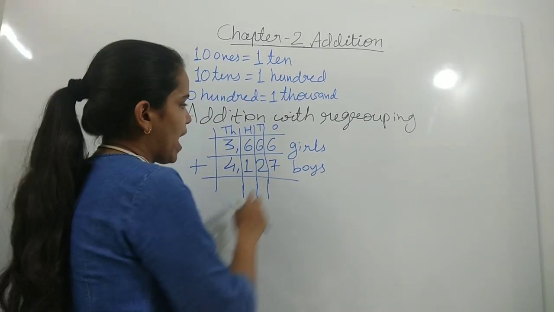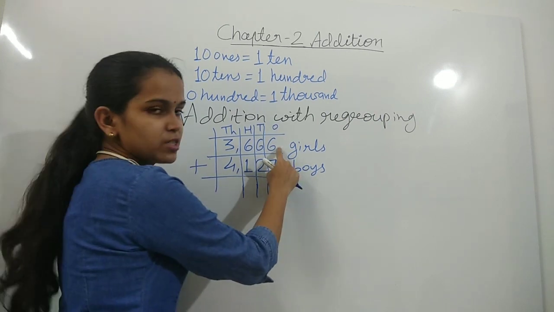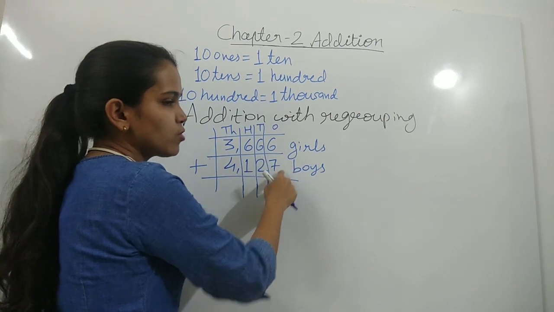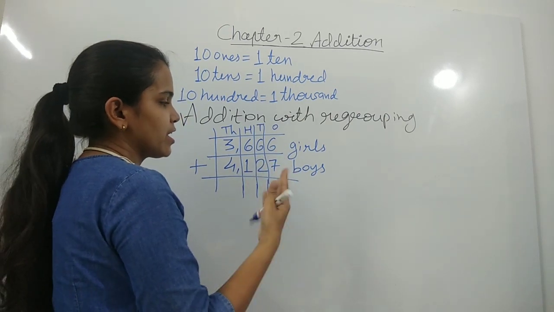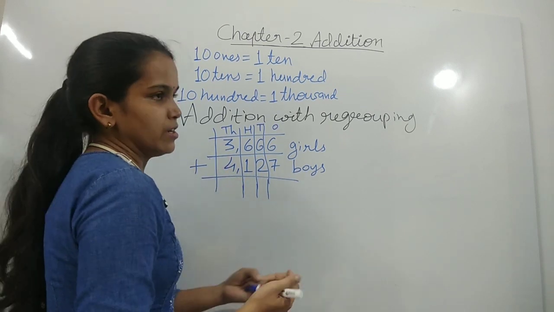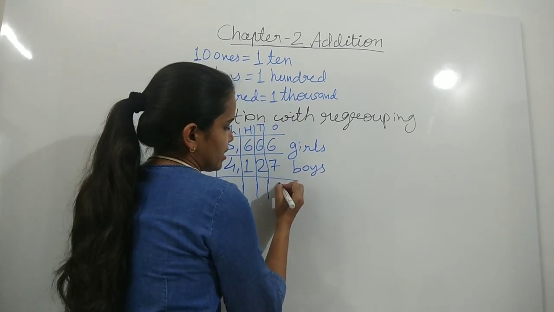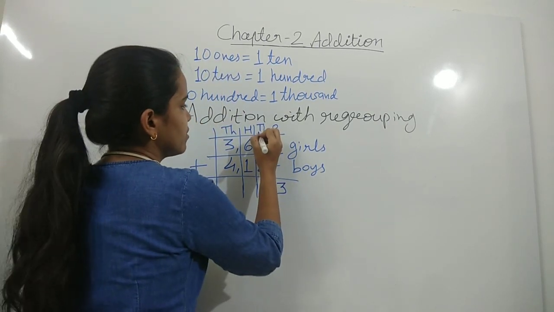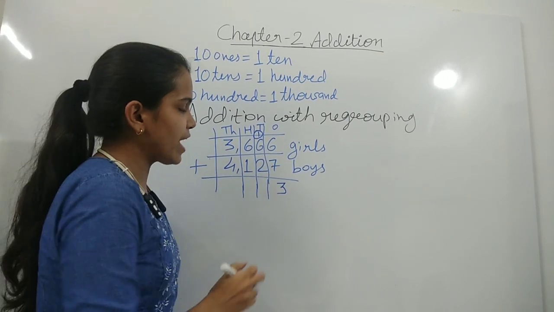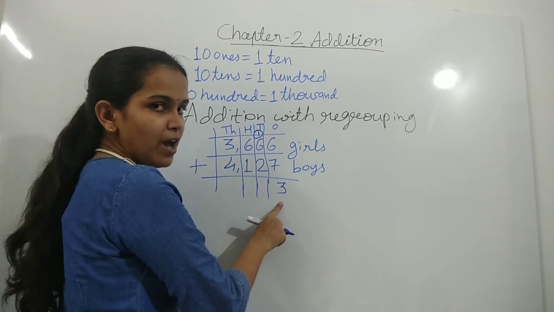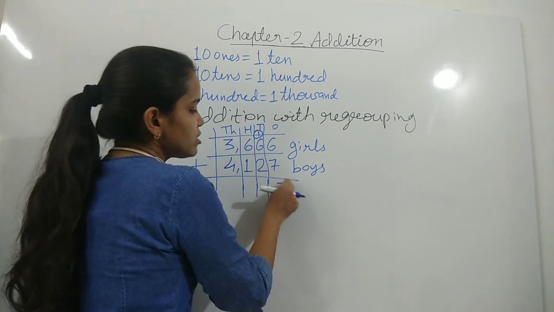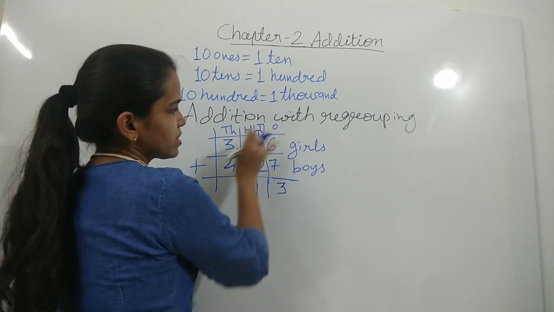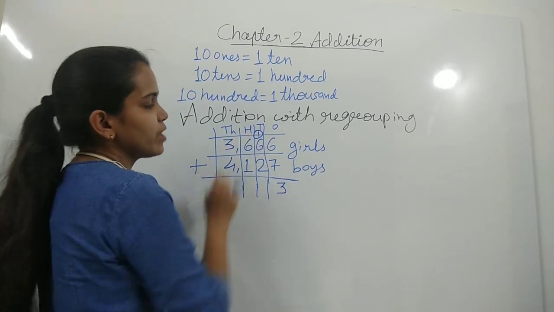Adding from the ones place, we will get 6 plus 7. What will it become? After 6, start counting: 7, 8, 9, 10, 11, 12 and 13. Total 13 we are getting. So what we will do? We will write 3 here and we will carry 1 here. Why are we carrying 1? Because we are getting 13 ones, and in 13 ones, 3 ones will stay here, but 10 ones will become 1 ten. So we are carrying 1 here.